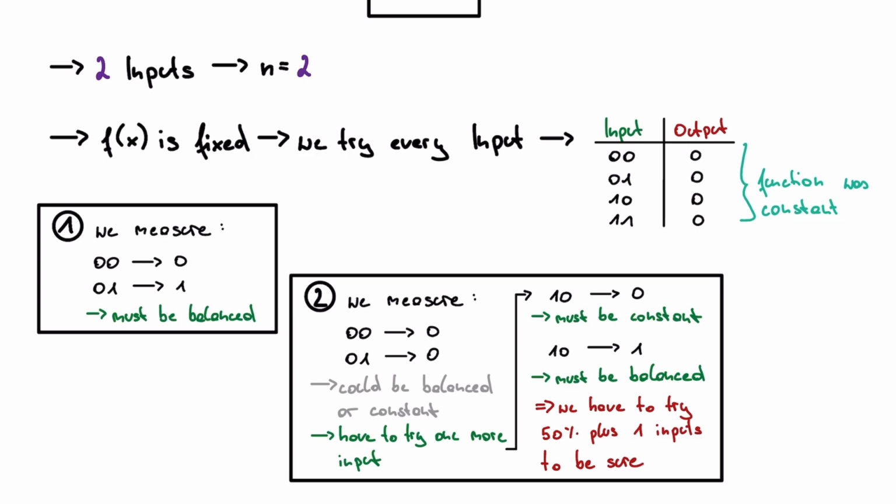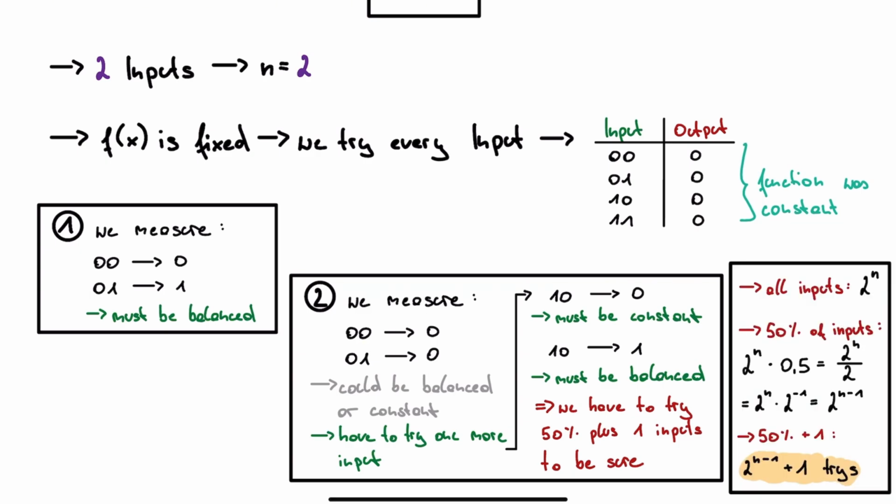So let's summarize all of this. In our simple example, we had only 4 possible inputs, but the logic applies to any number of inputs. Even if we had 8, 16 or more inputs, the rule stays the same. To be absolutely certain whether the function is balanced or constant, we need to test half of all inputs plus one more. Mathematically, here's how that works. The total number of possible inputs is 2^n. That's because each of the n bits can be either 0 or 1, so we have 2^n combinations.